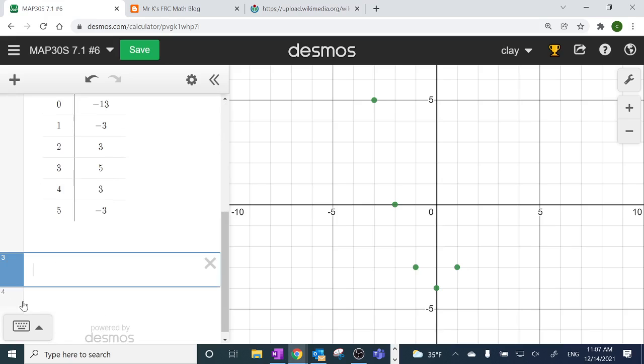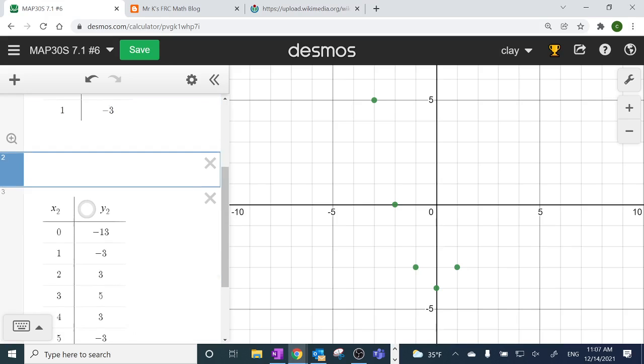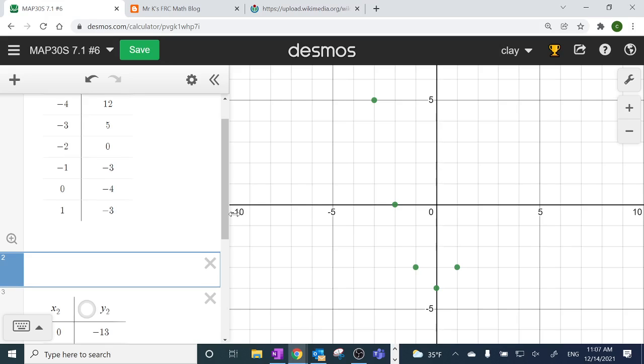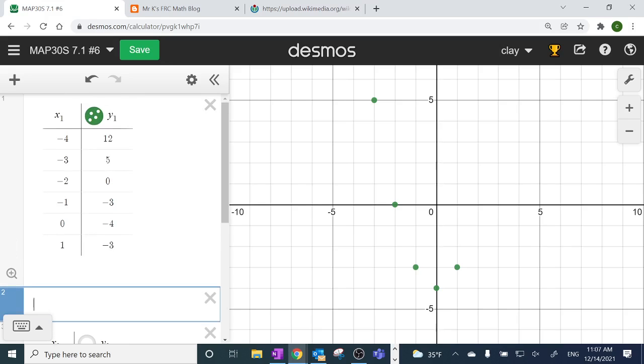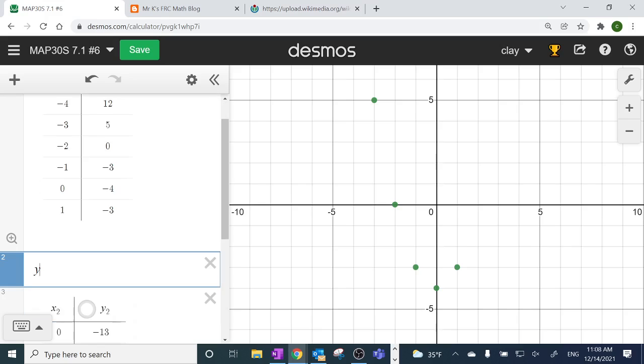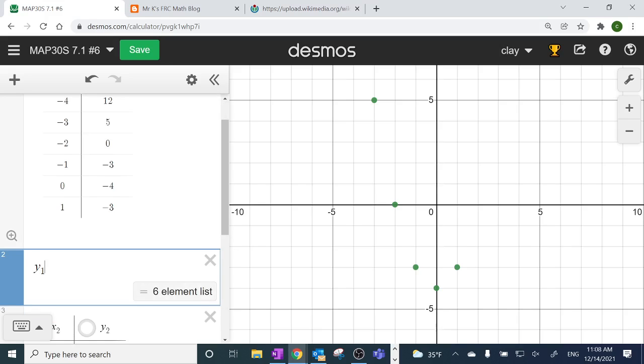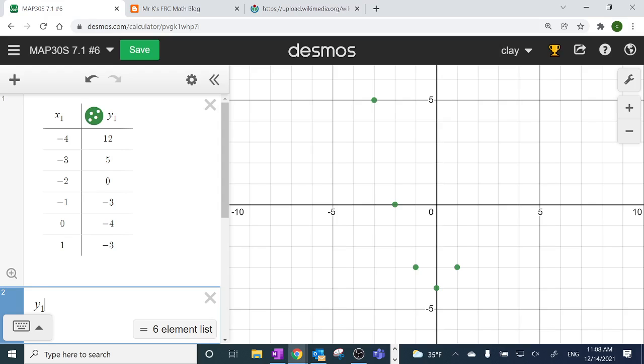I'm going to just bring up a screen here. I already have the data for the next question in, so okay, I'm going to type here. In number 2 here, I'm going to type in y1. Now why y1? Because I have a list of elements under y1. It'll even tell me, oh, you mean the list that has 6 things in it? Yes, I do, right there, 6 things.